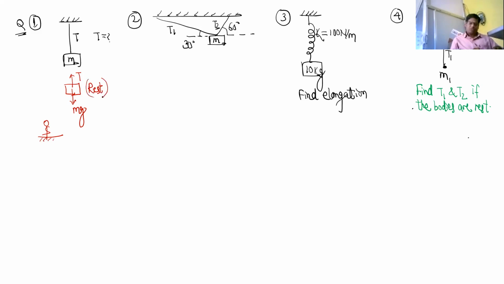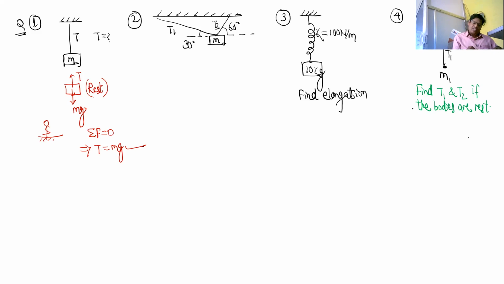Step number three, choose coordinate axis. Horizontal is my x-axis, vertical is my y-axis. Step number four, write equation. I'm seeing that this body is at rest, so the equation formed will be net force equal to zero. Net force equal to zero means upward force equal to downward force. So T equal to mg. Have you got this answer? So this is the thought flow whenever trying to solve any question.